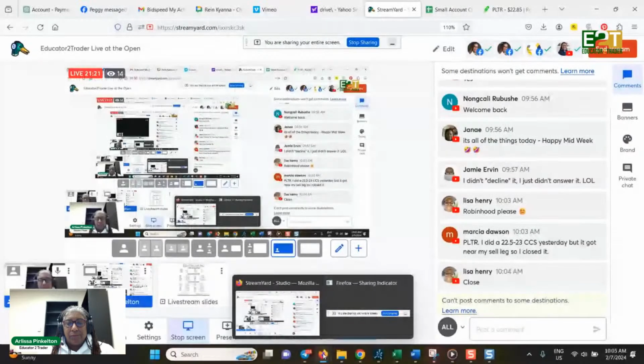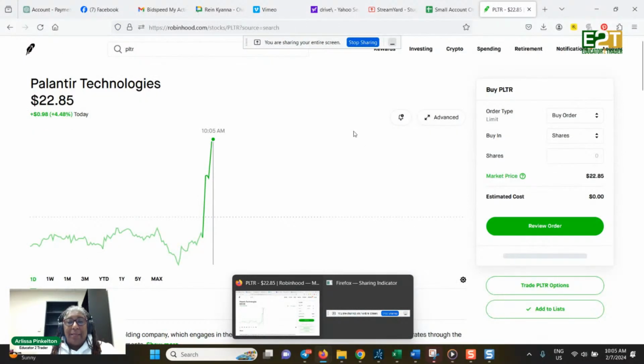Let's see what credit spread I would like to look at. Oh, I'm not sharing right now. Let me go pick a stock. Let's look at Palantir since we just mentioned it. Let's go look at it. Okay, we're looking at Palantir.